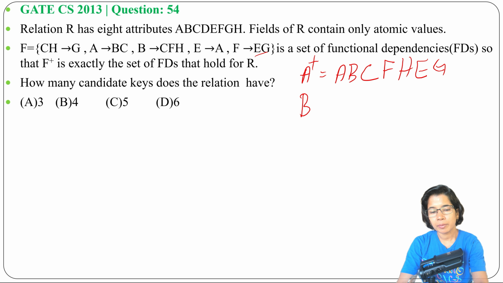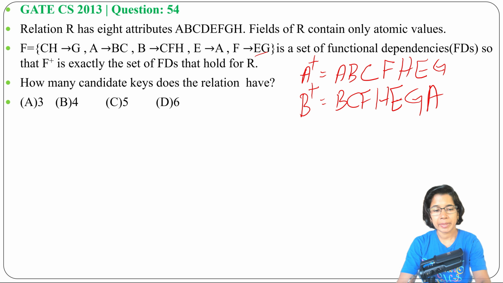Next find B positive closure. B positive closure contains B, C, F, H. From F, E, G. From E, A. We got A, B, C, E, F, G, H.